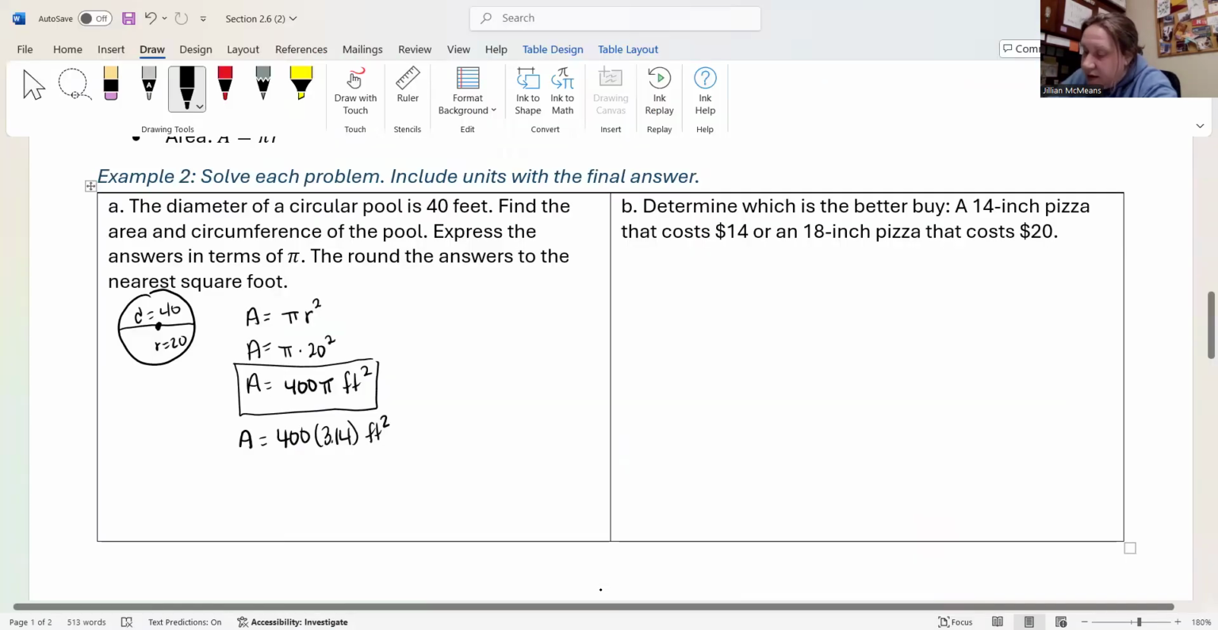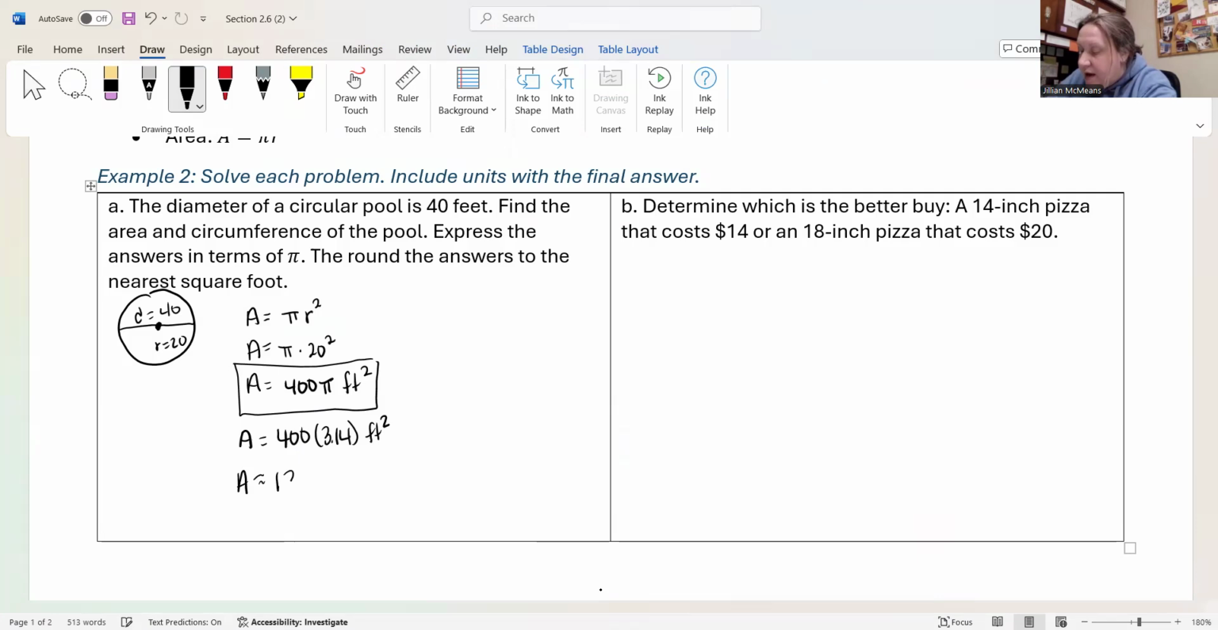So the area is approximately 1,256 square feet. Okay? Now let's do the same thing, but this time we're going to do the circumference, which, remember, is the distance around the circle. So circumference is just d times pi, or 2 times the radius, which is the diameter, times pi. So we're just going to use d pi since we have the diameter given to us.